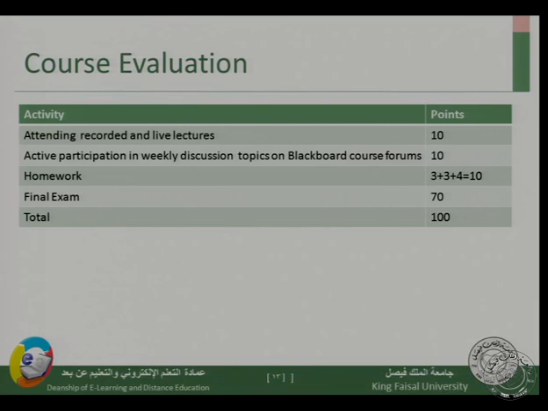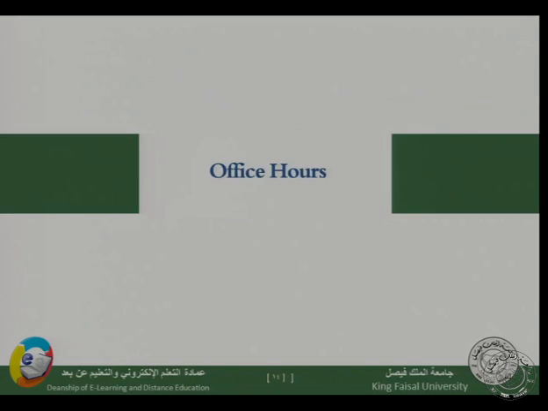Homework is of course out of 10. There will be 3 pieces of homework, one out of 3 points, one out of 3 points, and the final one will be out of 4 points, for a total of 10 points. The final exam will be out of 70, and there will be 70 multiple choice questions. Each of course will count for 1 point. You are used to that, the same as with your other courses. Of course the total here is 100 points.